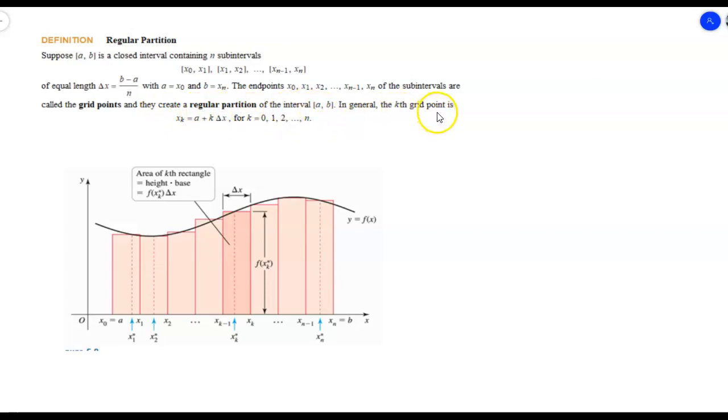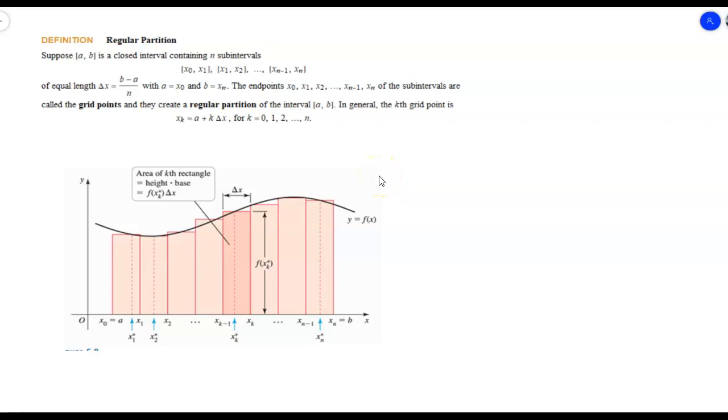In general, the kth grid point is x_k equals a plus k times delta x. So if you start with a here, and you want to know, let's say, the fourth grid point, that would be whatever your value is for a plus 4 times the delta x, the width of your subinterval. So 1, 2, 3, 4, and that should be your fourth one.